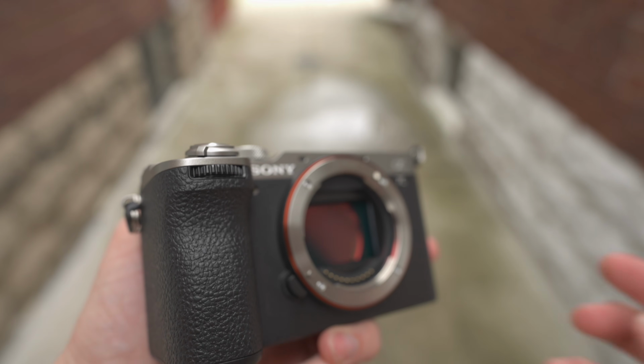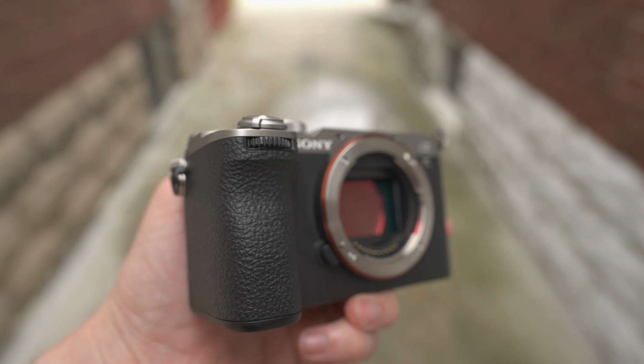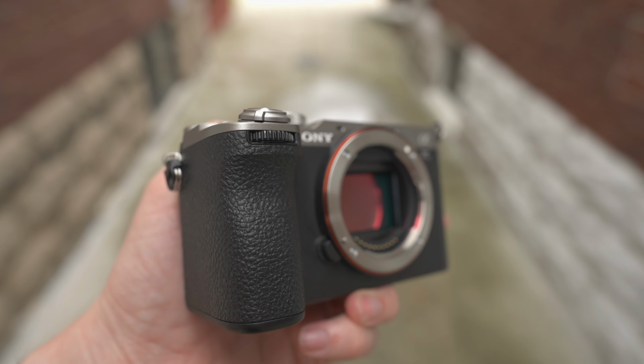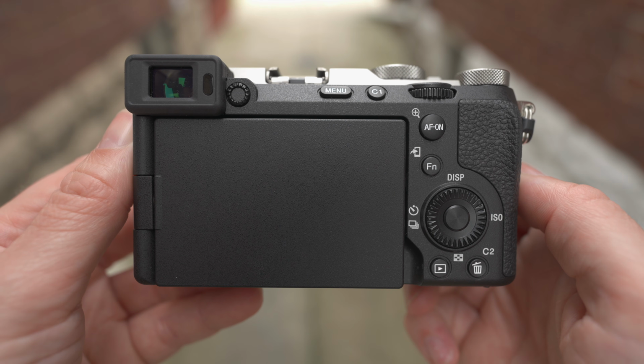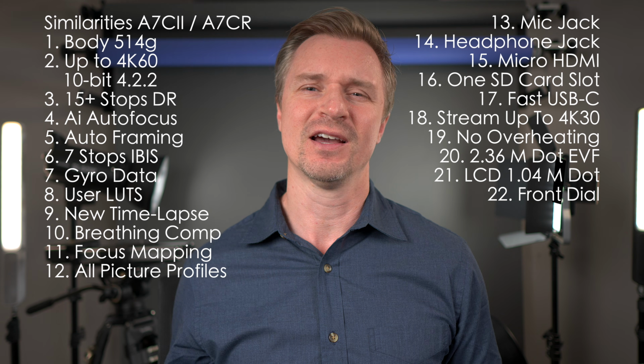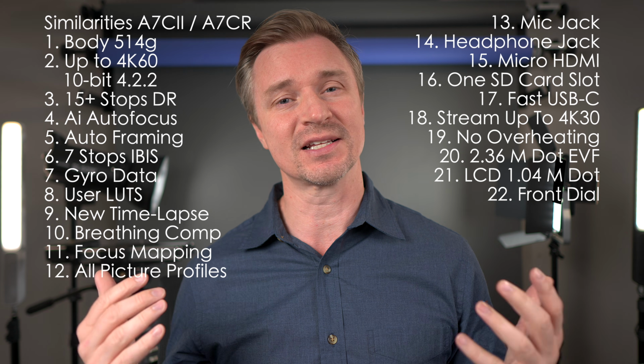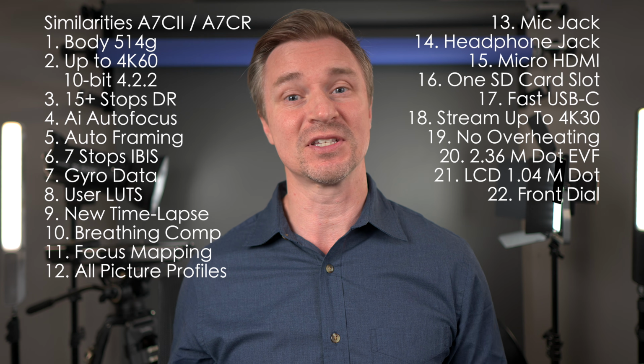The A7C2 and the A7CR have a front dial as well as a rear dial, and of course the scroll wheel on the back, so I prefer that. When it comes to my hybrid shooting, I like having a front dial, and I am glad that it is now included on the A7C series.